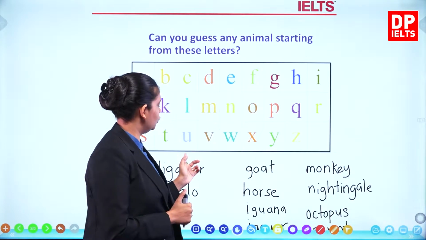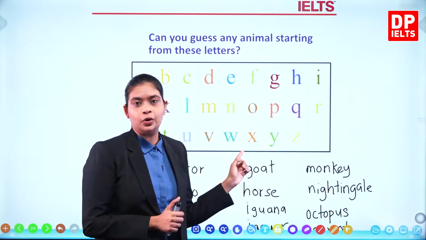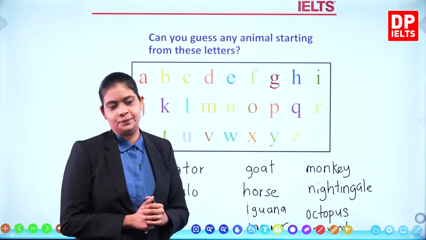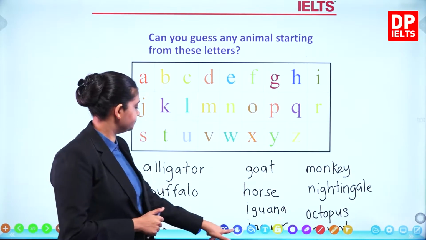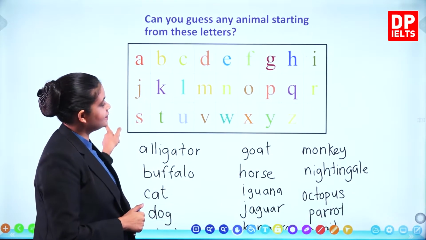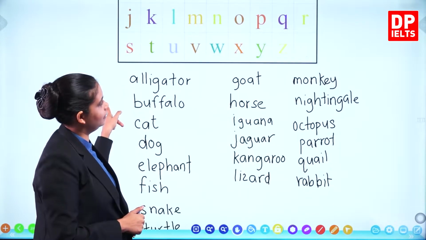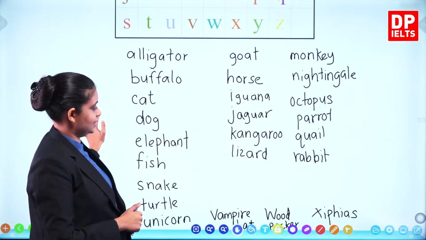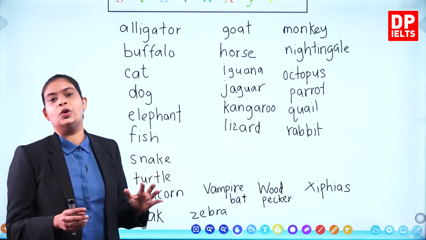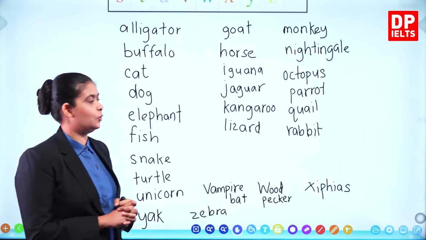T, U, V, W, X, Y, and Z, right? So here we have some of the animals. දැන් මම මෙතන මට මතකයට ආපු animals ටික ලියලා තියෙනවා. ඕගොල්ලෝගේ මතකයට එන animals ටික ලියන්න පුළුවන්, right?